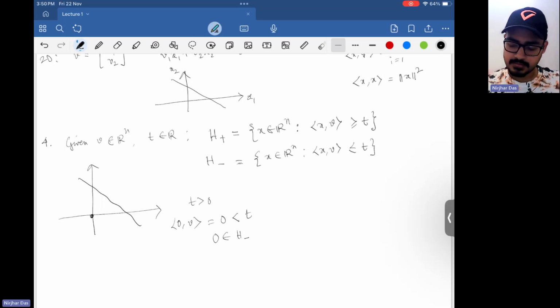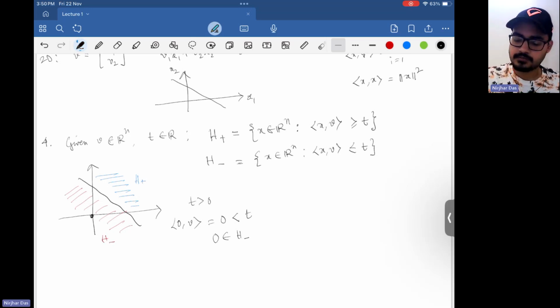In some sense, you can imagine that this part is our H minus. All points on this side of the line are in H minus, and points on this blue side of the line are in H plus. So this is our H plus and this is our H minus, right? These are some basic definitions and we will use them extensively.